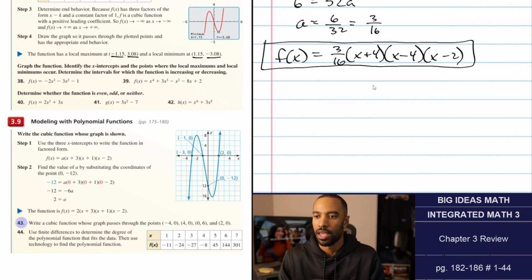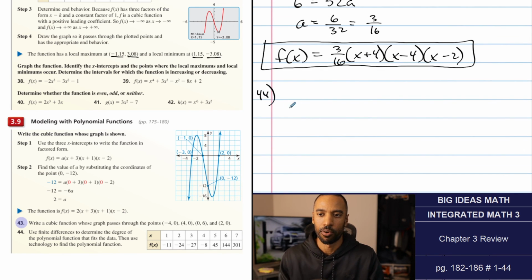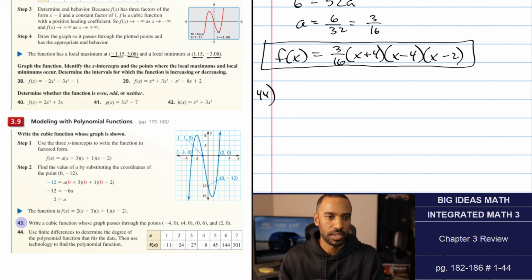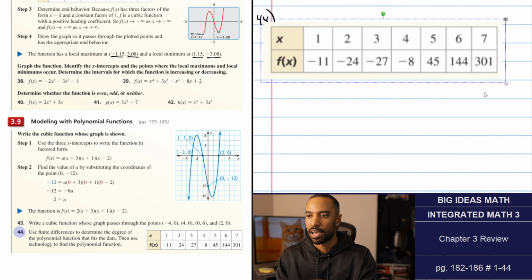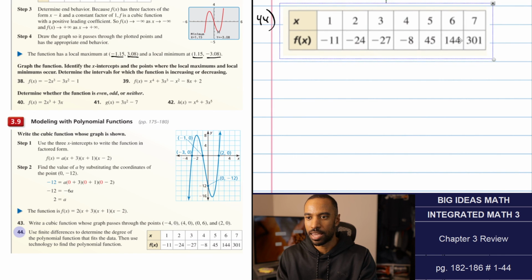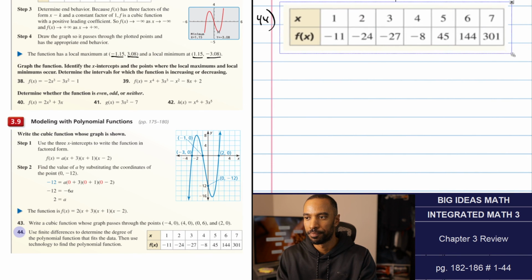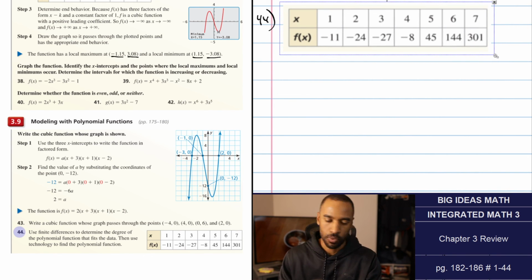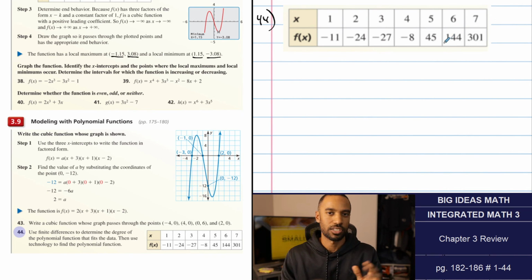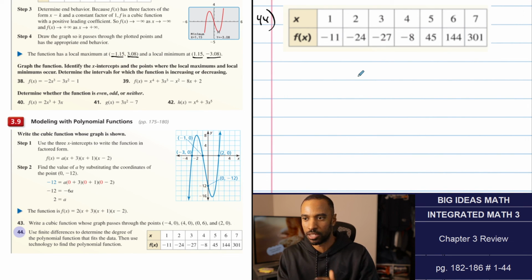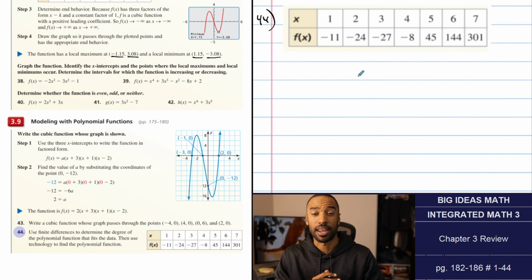It just continues. The last question that we have, number 44, looks to be a different kind of question. Use finite differences to determine the degree of the polynomial function that fits the data. Then use technology, a graphing calculator or something, to find the polynomial function. Whenever they have these things here, they are probably saving you time, effort and hassle. But it looks like it's going to be some sort of exact cubic or quartic or whatever it's going to be, depending on the finite differences.